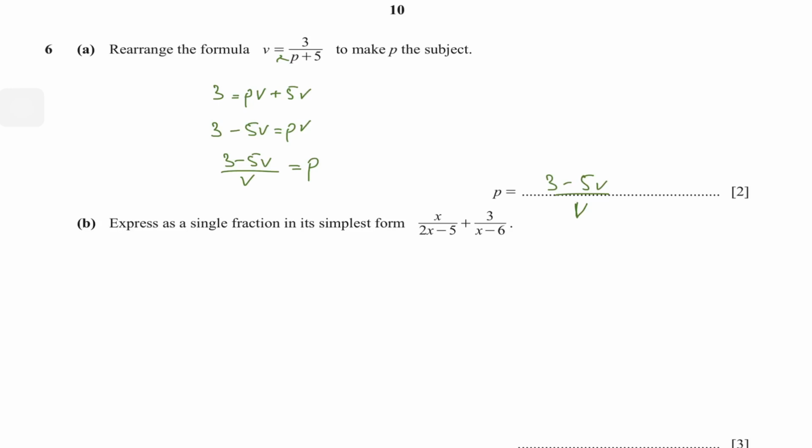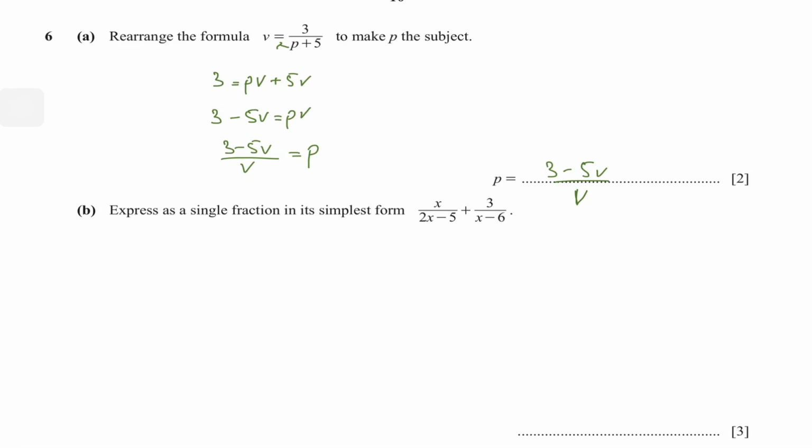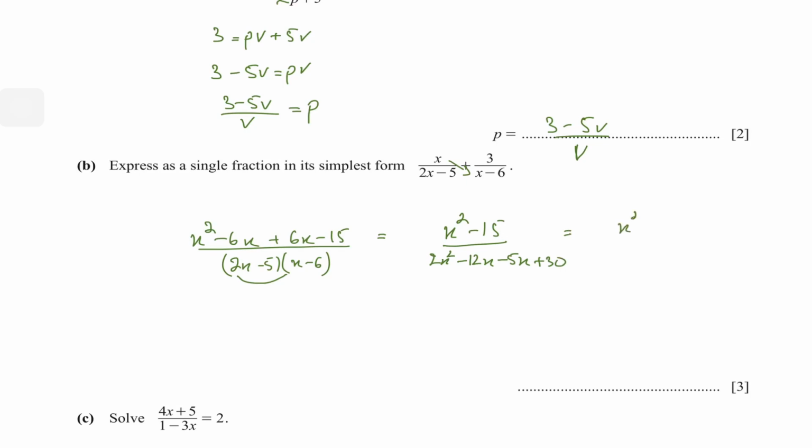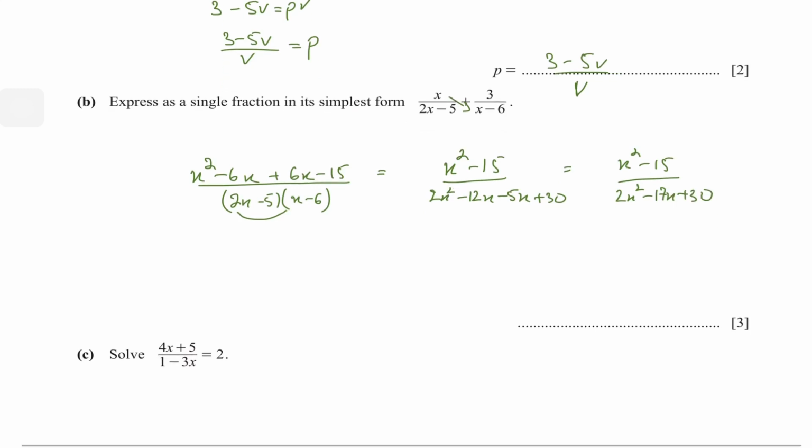Let's do the next part, which says express as a single fraction in its simplest form. The first thing we've got to do is take out the LCM. That can be done by simply multiplying the two expressions in the brackets. So 2x minus 5 into x minus 6, and then x will be multiplied by x minus 6, which is going to give us x squared minus 6x, and then plus 3 into 2, 6x minus 15. In the numerator we'll have x squared minus 15 only. In the denominator we'll have to expand and simplify. So 2x squared minus 12x minus 5x plus 30. So we're going to have x squared minus 15 over 2x squared minus 17x plus 30.